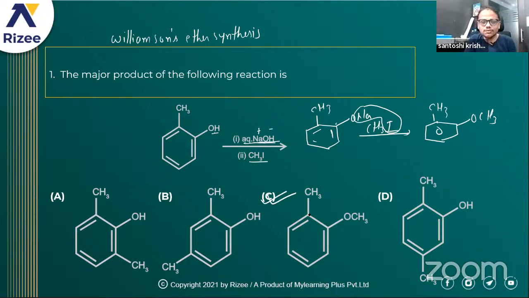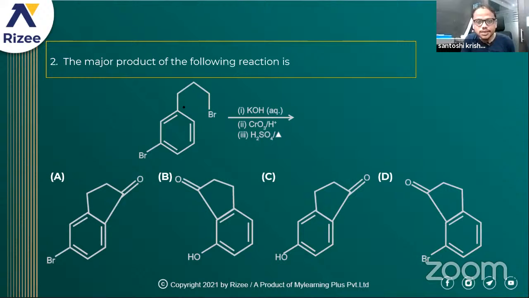So here you have to see the mechanisms of the reactions and how the product formations are taking place. Simply, you can get the product and all those things. Clear? Next one. So moving on to the next one, the major product of the following reaction.